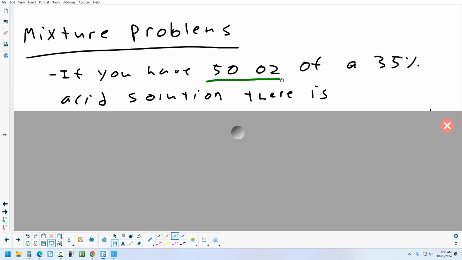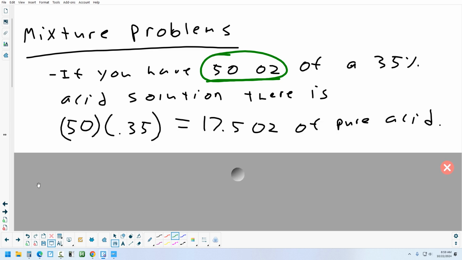So if only 35% of the 50 ounces is acid, how would I figure out how much acid is actually in the jar? Yeah? You do 50 times 0.35. Right. So you do 50, which is the total amount you have, times the percentage, and that tells you how much acid is in the jar. Same idea if you had a test that had 50 questions on it, and you got 35% of the questions right. If you got 35% right out of 50, that means you got 17 and a half questions right on the test.